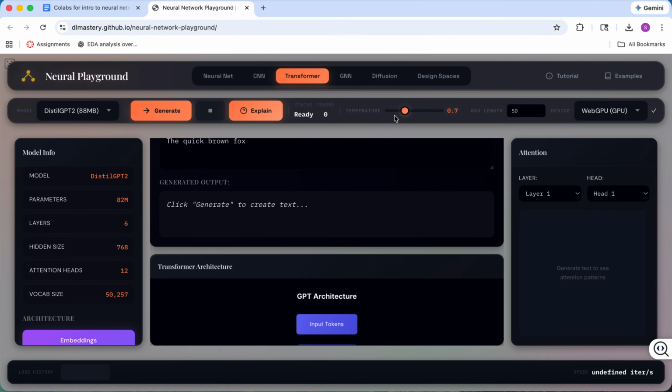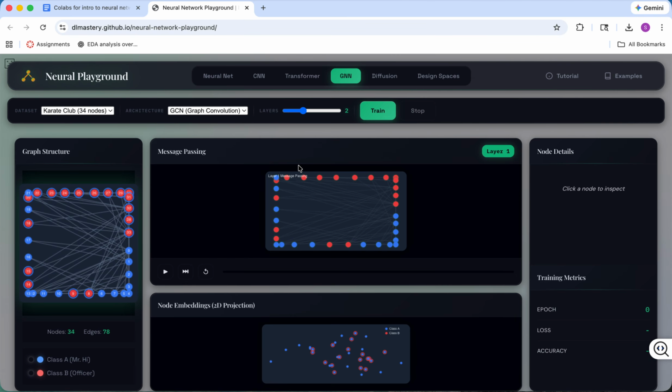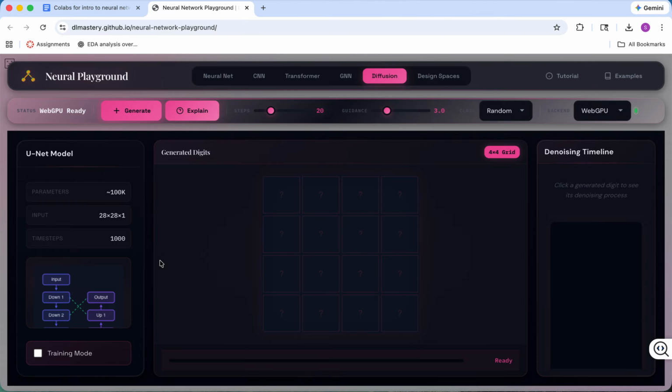The next section is GNN, which stands for Graph Neural Network. This is different from the previous models because here the data is represented as nodes and edges, like a network or a graph structure. This section helps show how machine learning can also work on connected data, not just numbers, images, or text.